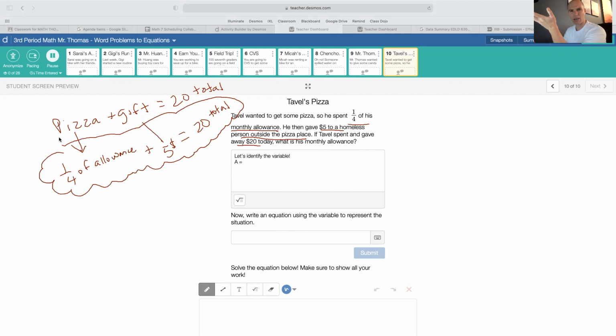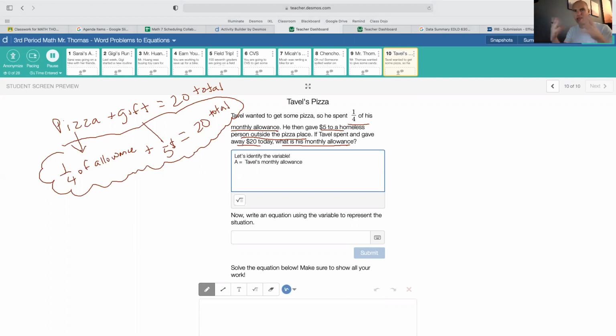I don't know how much his allowance is though. They didn't tell me that in the problem. And I noticed that the question that I'm trying to answer is what is his monthly allowance? So they didn't tell me in the question, and it's something I'm supposed to answer. And I know I'm going to need it to make my equation. So let me make the variable be, let's see here, let's just say Tavel's monthly allowance.